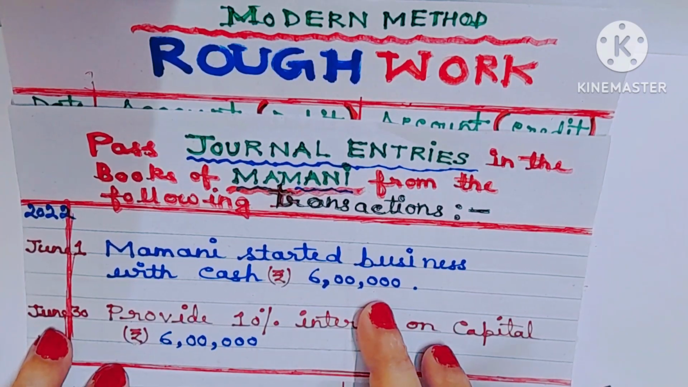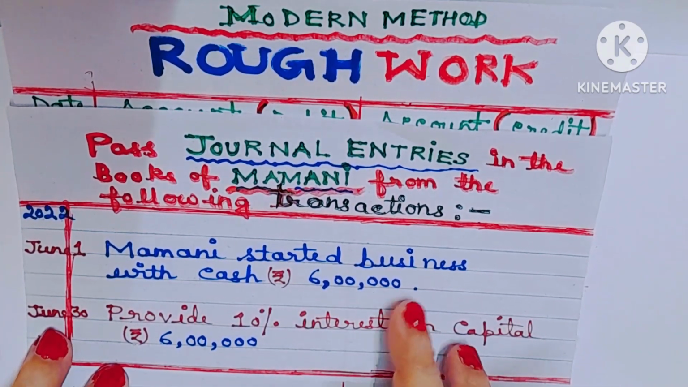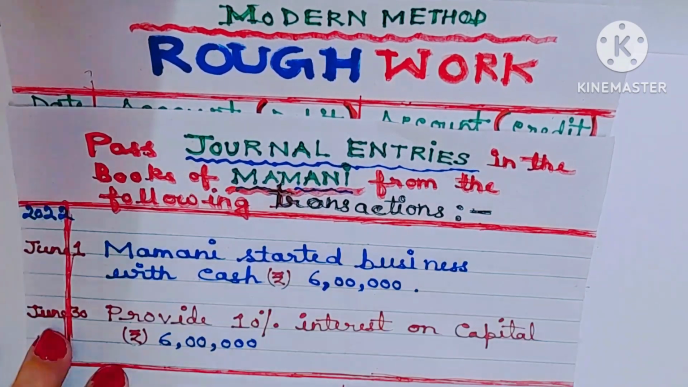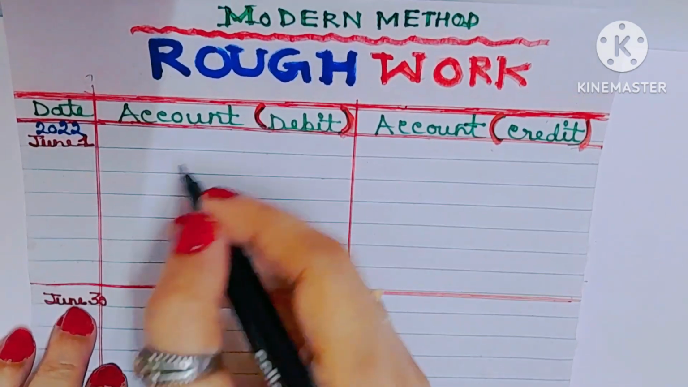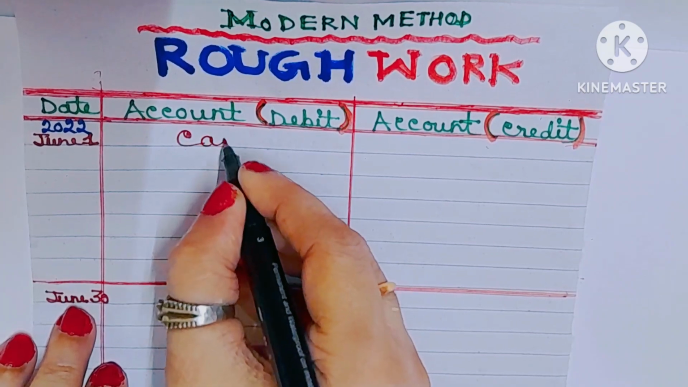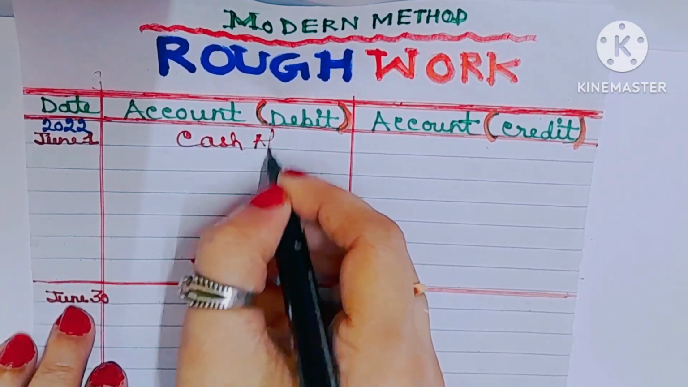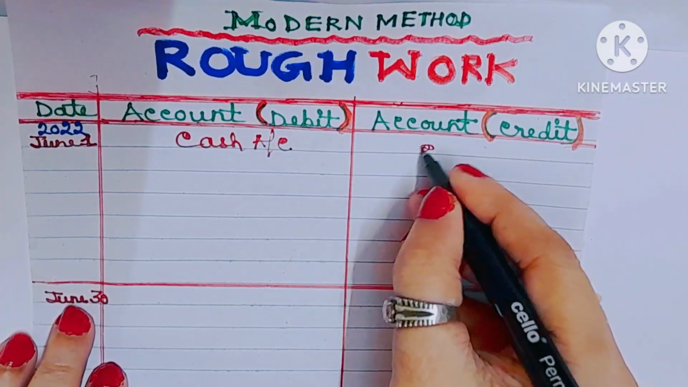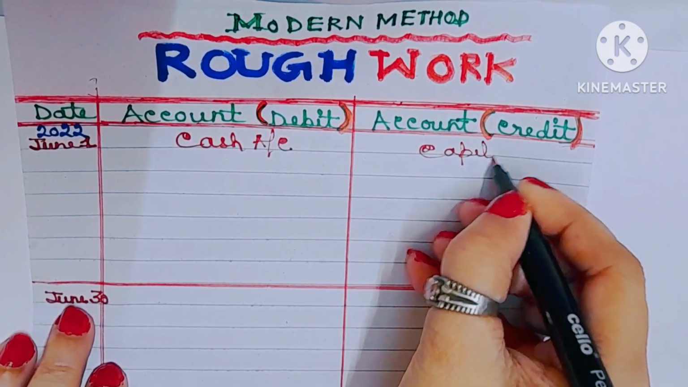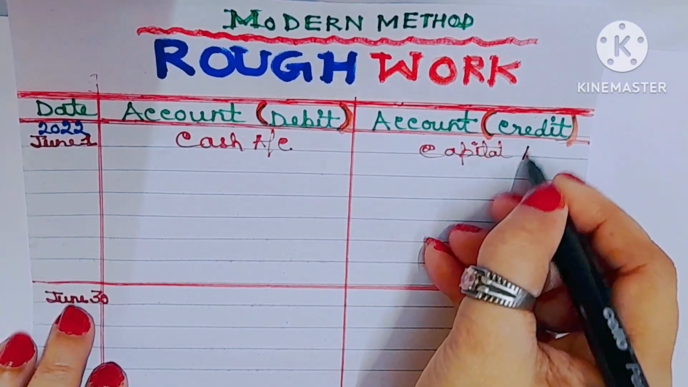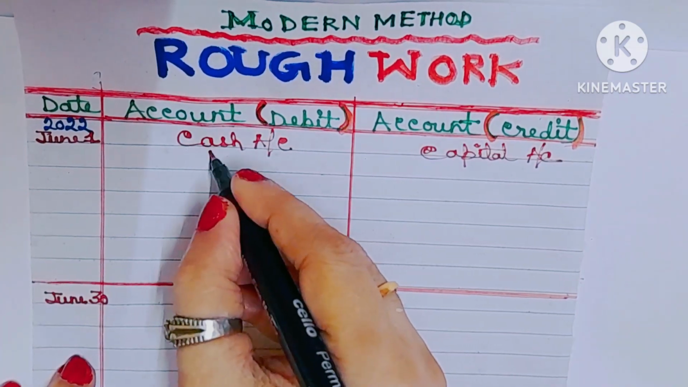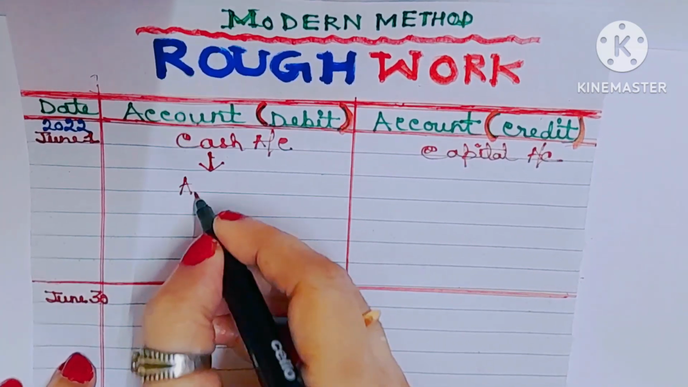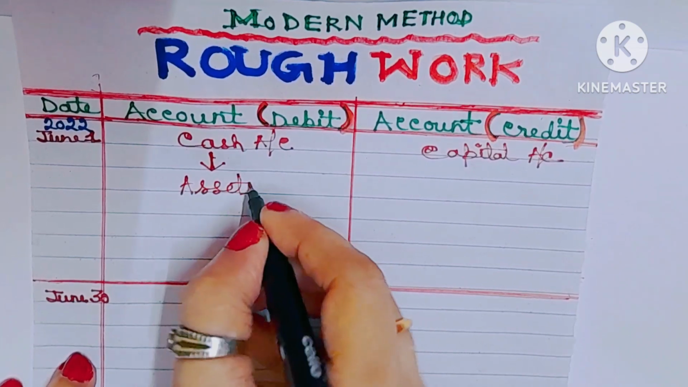So what are the two accounts? We already know, cash account and capital account. So let me do it in rough first. Cash account and capital account. Okay? Cash account is an asset. So we'll write here asset account.